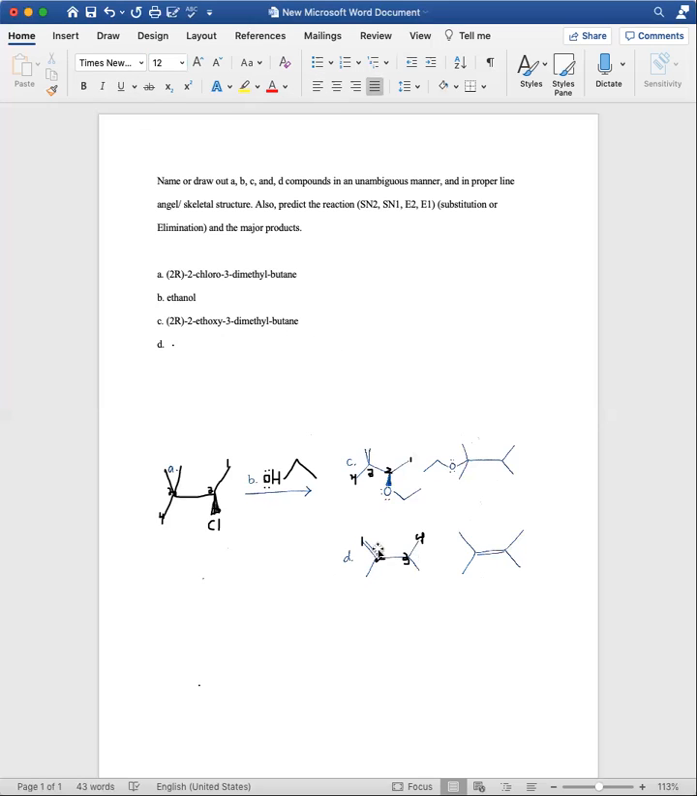But we don't have the alkane anymore. We have an alkene, which is ene. So here it's going to be butene.